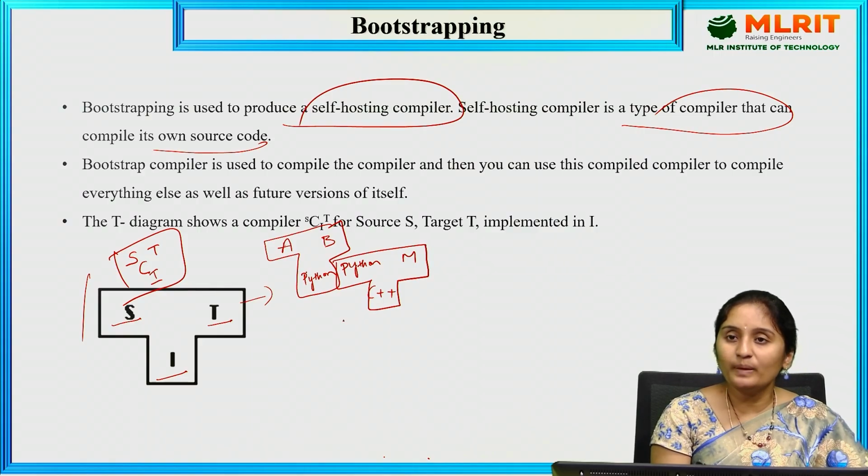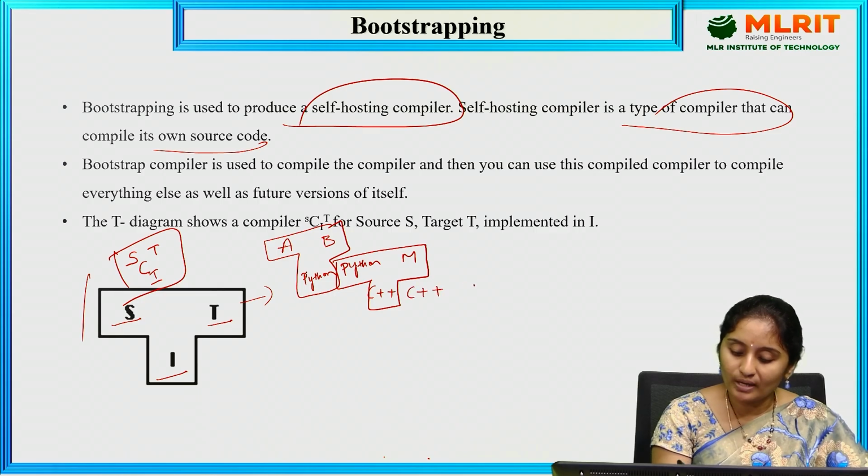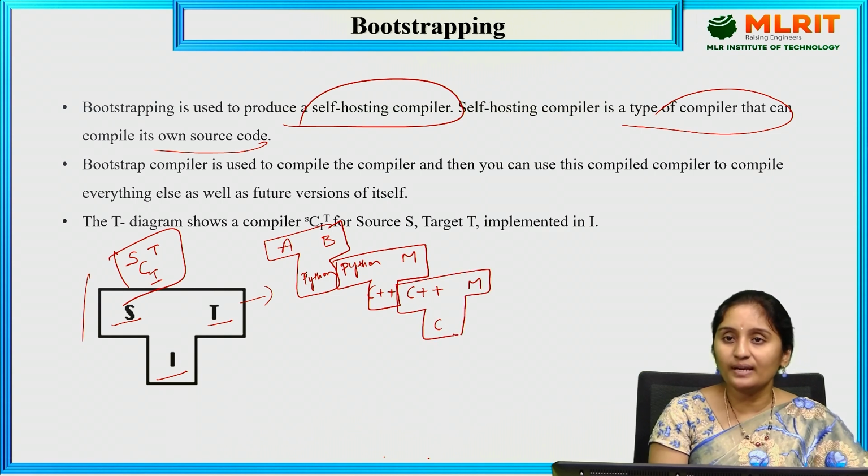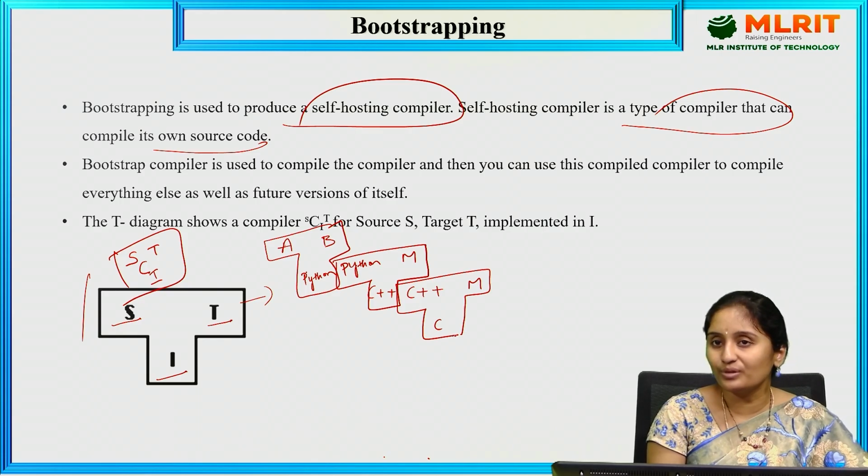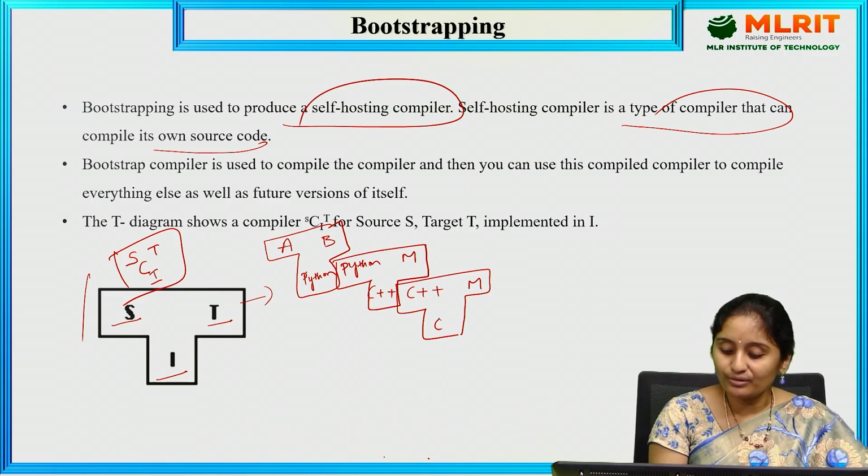This cannot be understood by the CPU. The CPU understands only the machine code. So we are going to convert this C++ into machine language. This C++ is taken as the source code, the target code is machine code, and the implementation language is C. Here C is also a high level language. It cannot be understood by the CPU. So we are going to convert this C into assembly machine code.